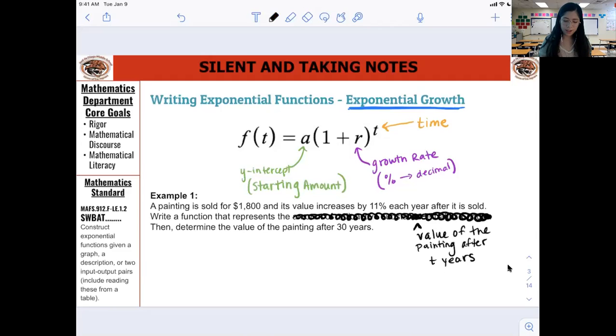Perfect. Okay. So what I'm going to do first, I'm going to highlight my information and we're going to match it to the right variable. So what would be my growth rate in this example? 11%. 11%. Good. 11% each year. My starting amount?